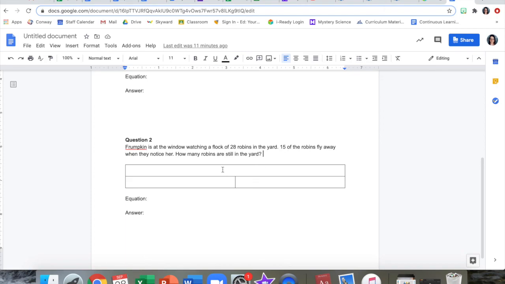Remember, do the part-part-whole chart to match. Write the equation that matches the story. Show your work somewhere else, and then put the answer right there.